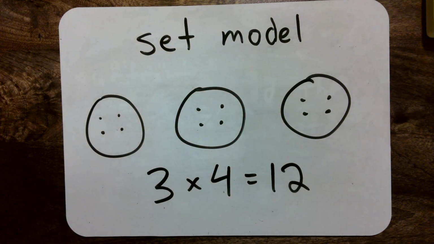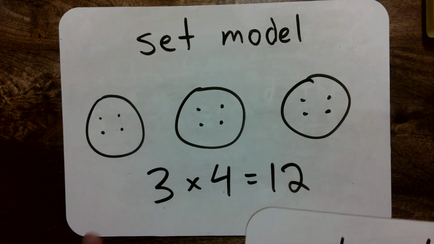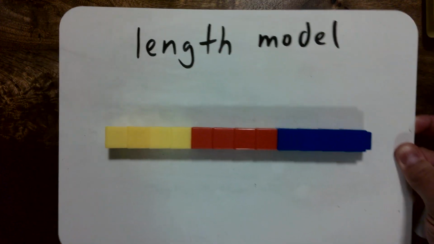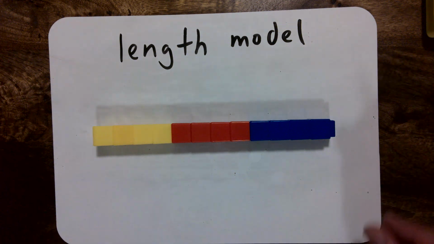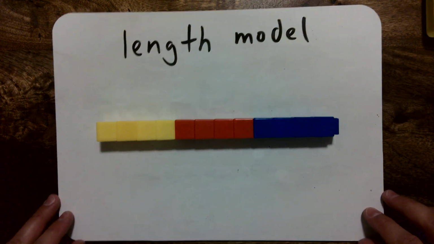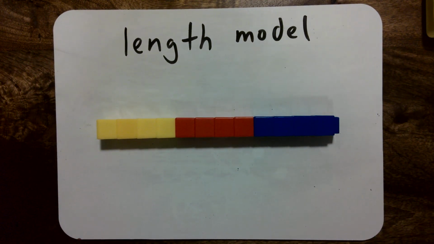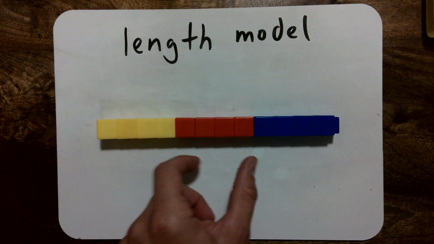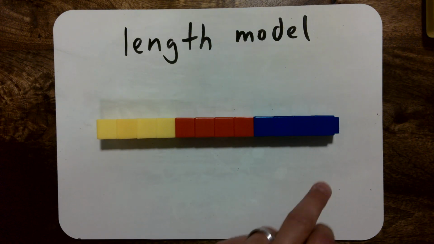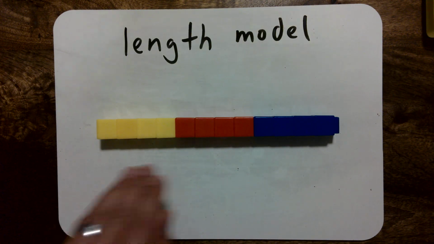The next type, which would be similar to addition and subtraction as well, is going to be a length model. So with our length model, we are actually measuring one dimension. We're measuring the length of some quantity. So here again, we can see 3 separate lengths, right? The yellow, the red, and the blue, that each have a length of 4.